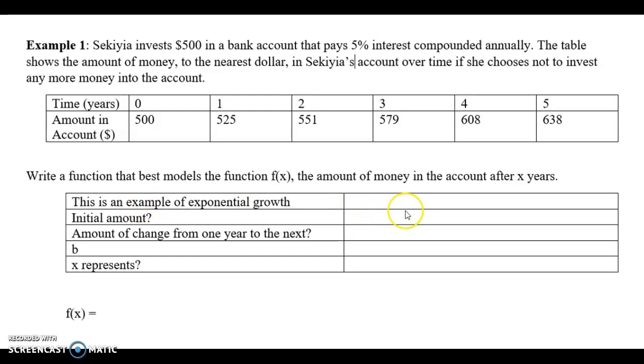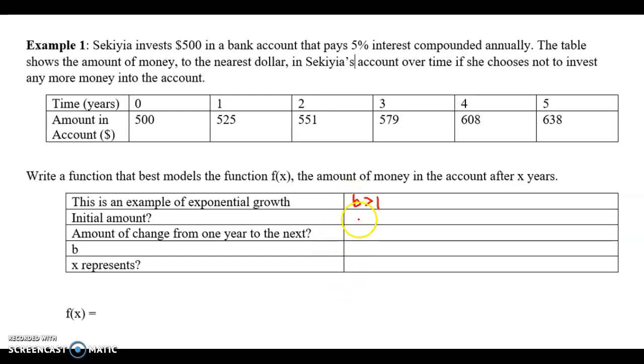In this first box, it asks, is this exponential? This is an example of exponential growth. Why is it an example of exponential growth? Well, for one, please don't put your money in a bank where it is going to exponentially decay. You're not going to be very happy. Secondly, since we know this is growth because it is growing at a rate, we know that b is greater than 1.